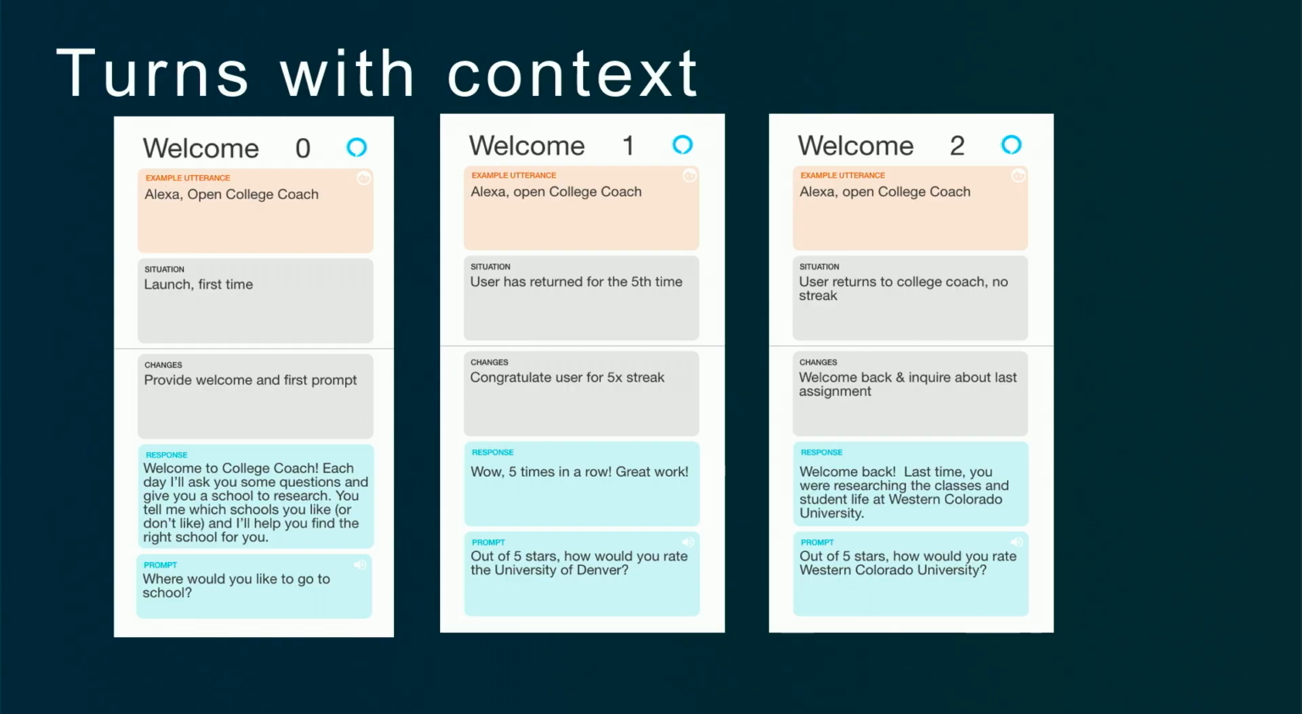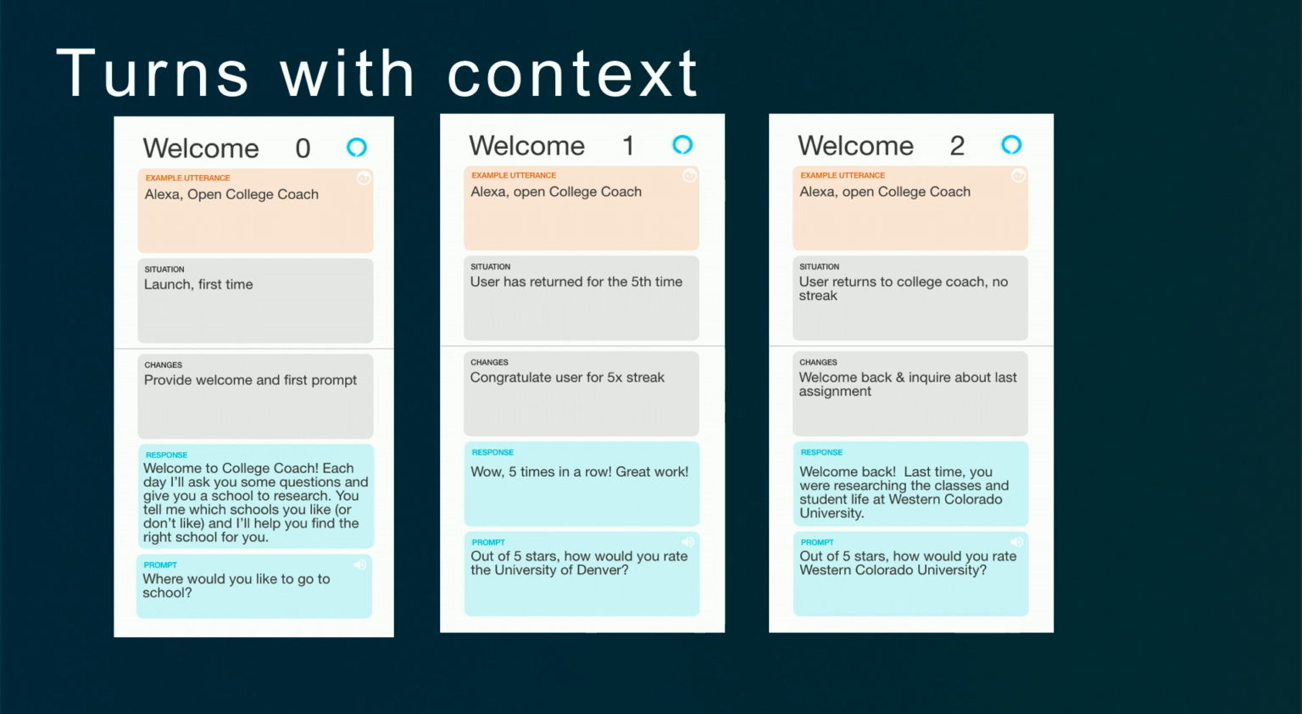Great. So let's take a look at how that looks, the same skill that we were just looking at, how it looks with these cards in mind. So this is the first time experience. Actually it's one of each, right? We have the first time, the 5th time, and then just a general time that you're going. So in the first time, what we do is we say, Alexa, open College Coach, and then the situation, the second row of this thing would describe first time, 5th time, and so forth.